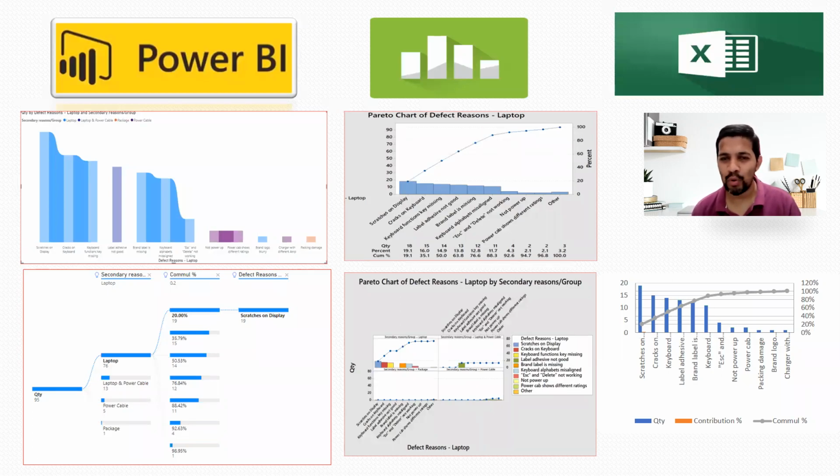In this video, you're going to see a comparison between three powerful tools. One is called Power BI, Power Business Intelligence. Another one is Minitab. Another one is Excel. In this one, I have picked up the Pareto topic. In the Pareto, specifically, this is part 2, and let's see how we can create the Pareto chart using these three tools. Let's see in Power BI.